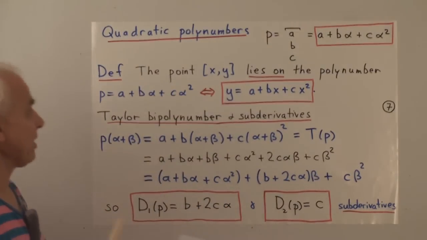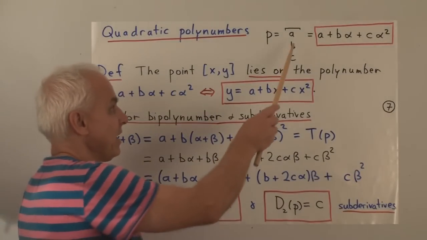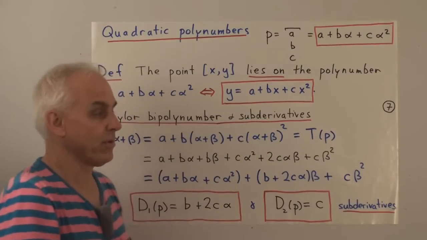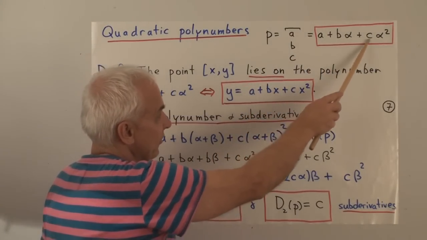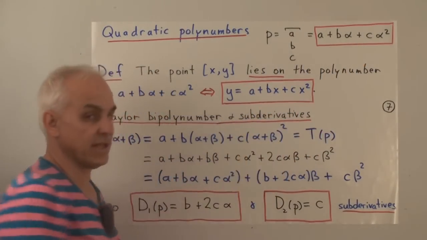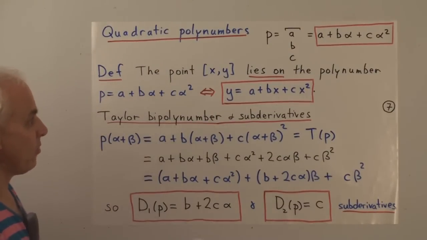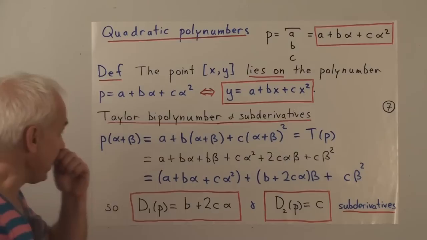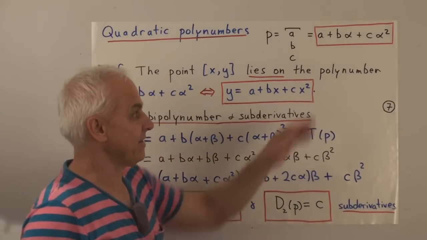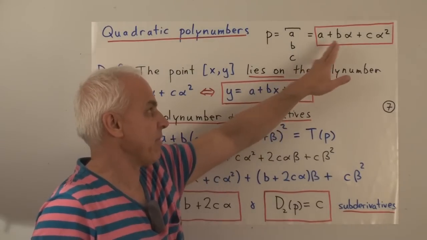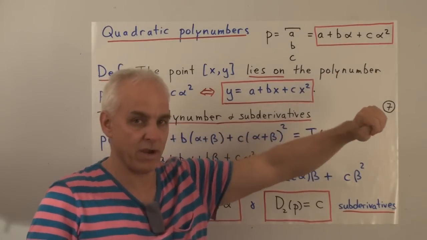First of all, what is a quadratic polynumber? Well, it's just a polynumber of degree 2, consisting of 3 coefficients, a plus b alpha plus c alpha squared, and we insist that that third one, the c, be non-zero. And I remind you once again, this is a somewhat non-standard form. In terms of x, this is a plus bx plus cx squared.